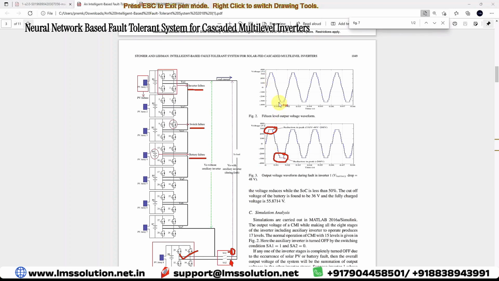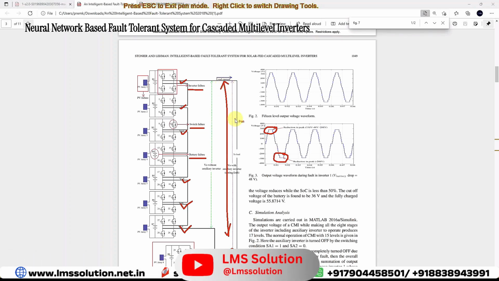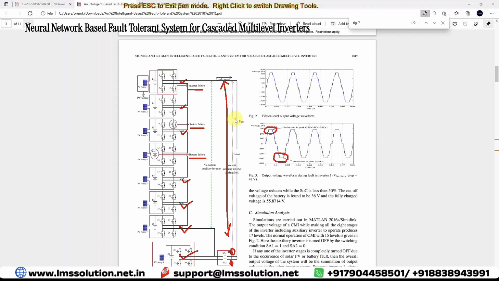In order to detect the fault, you need to measure 8 quantities: the voltage across each H bridge, and the voltage across the inverter, or else we can call it the load. This is going to be taken as the data. For normal condition and for fault condition in each H bridge, you have to collect the data. Based upon these 8 data, we need to train the neural network.